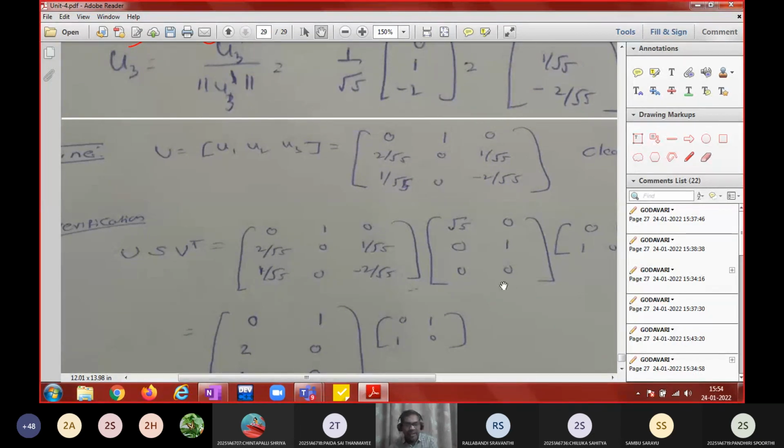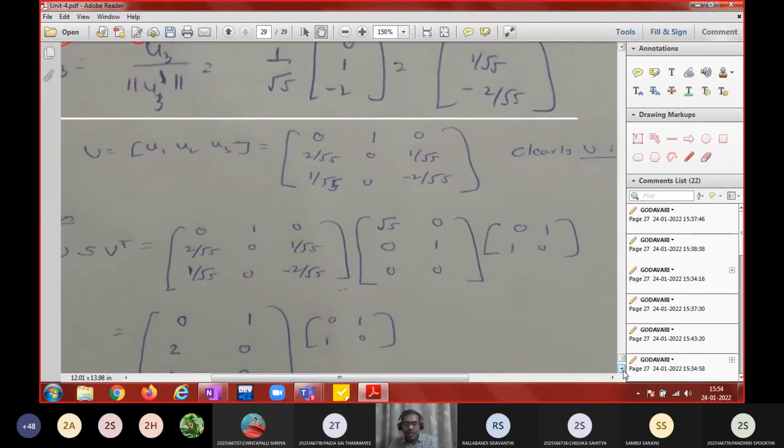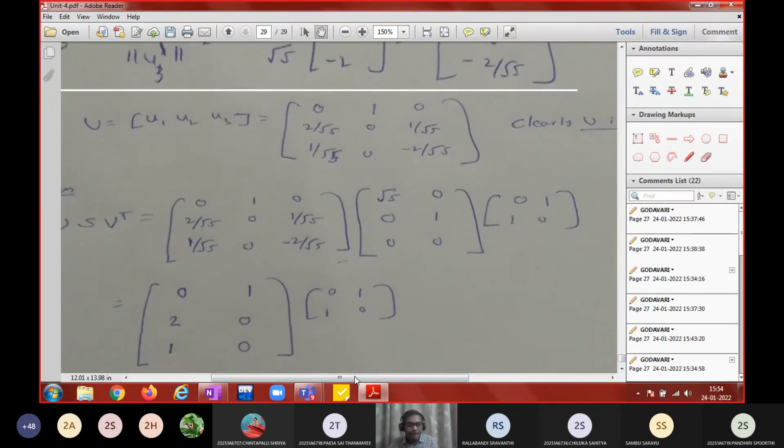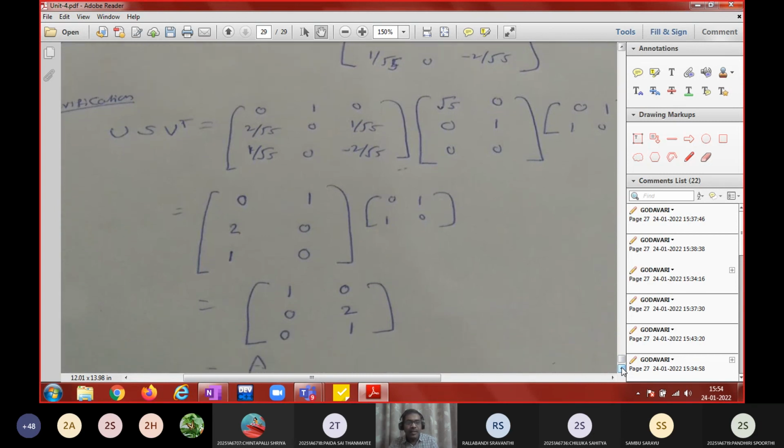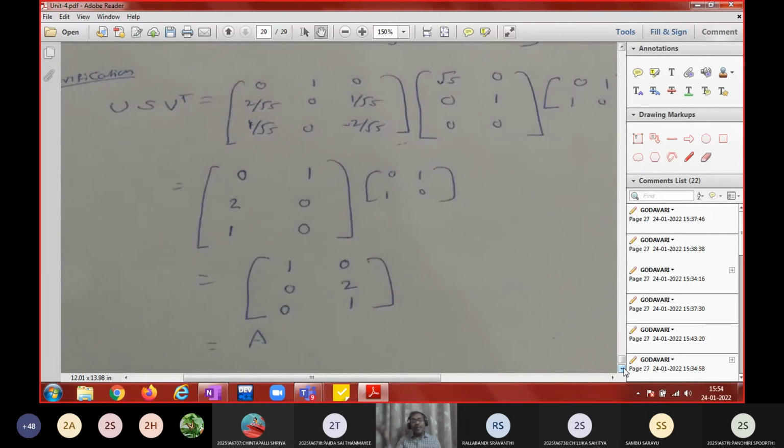Now we computed S. If you find USV transpose, you will observe that the product of these two matrices is turning out to be this. This matrix multiplied with this matrix is turning out to be this, and this is nothing but A. So we found two orthogonal matrices U and V such that A can be decomposed as U into S into V transpose, where U and V are orthogonal matrices.